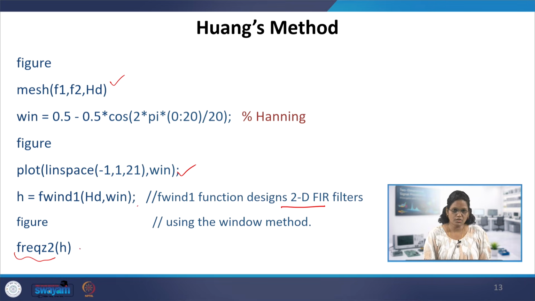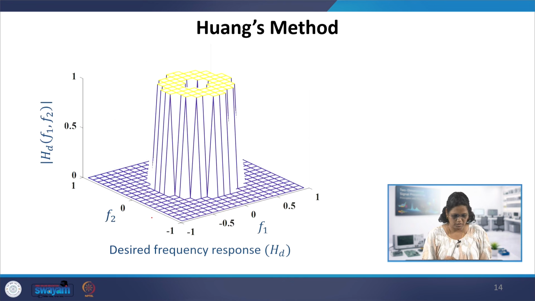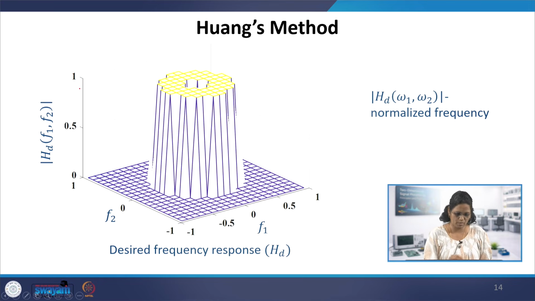So this is the frequency response which we get. We can plot this desired frequency response, which is a circularly symmetric one. You can see that HD is the desired response. We have given this desired response with the meshgrid plot of HD, which is normalized. This F1 and F2 are normalized here. We can call them omega 1, omega 2, or F1, F2, which we have used. So this is a normalized frequency.